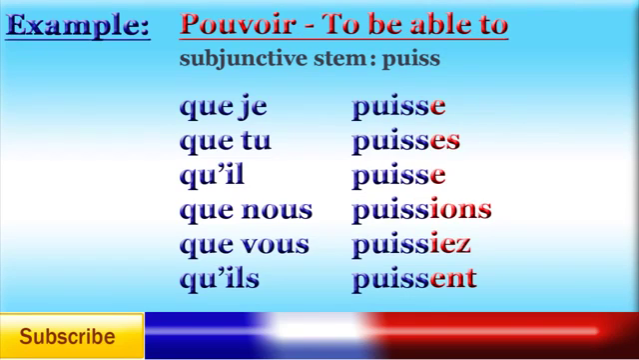Here's the verb pouvoir, to be able to, in the subjunctive. The subjunctive stem of the verb pouvoir is puiss. Que je puisse, que tu puisses, qu'il puisse, que nous puissions, que vous puissiez, qu'ils puissent.